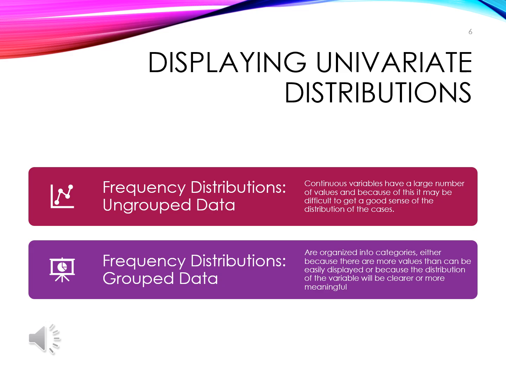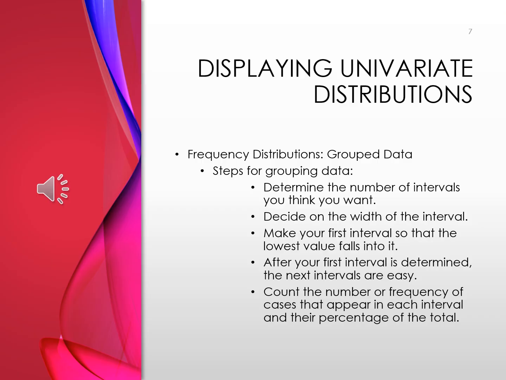This is where the data is organized into categories, either because there are more values than can be easily displayed, or because the distribution of the variables will be clearer or more meaningful. There are many frequency distributions and many graphs that require grouping of some values after data is collected. There are two reasons that we do grouping. There are more than 15 to 20 values to begin with, a number that's too large to be displayed in an easily readable table, or the distribution of the variable will be clearer or more meaningful if some of the values are combined.